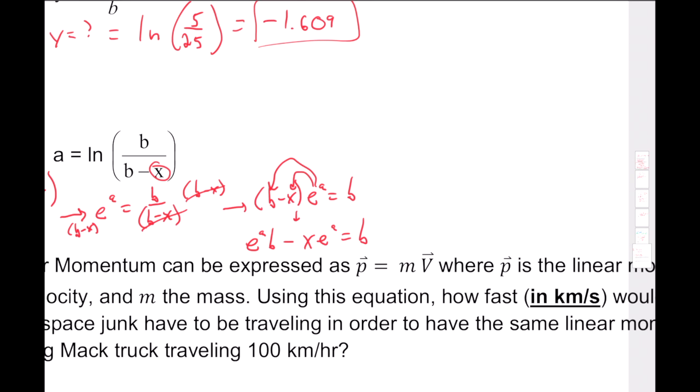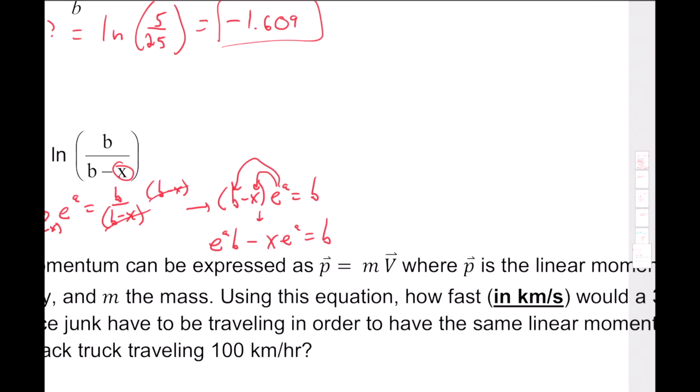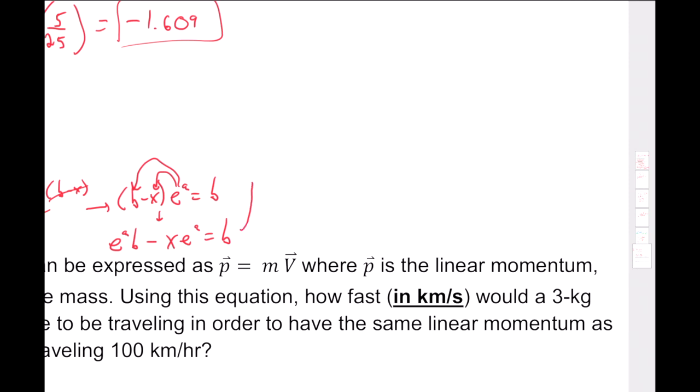So if I can, in one move almost, I can do this. What I'm going to do is subtract e to the a b from both sides. So that'll give me negative x e to the a equals b minus e to the a b. Now we're almost there. I'm going to divide both sides by negative e to the a, and that'll isolate x for me. Finally.